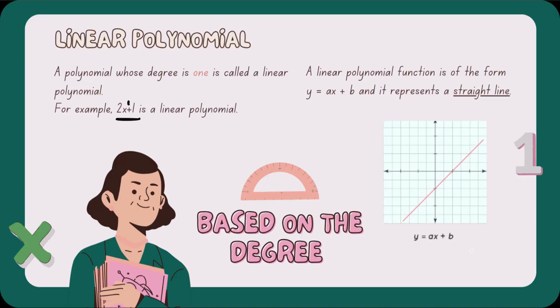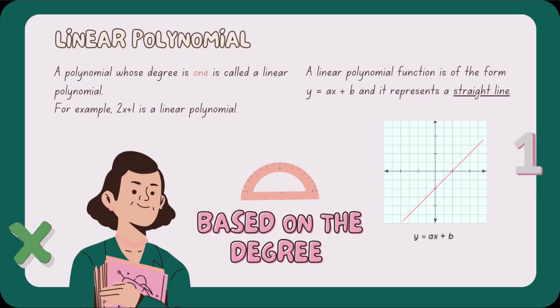y is equal to ax plus b is the general form. Okay. So you can write y, or you can write the polynomial as a function, right? We have learned this in 9th grade, p of x. So instead of writing y, I can write p of x is equal to ax plus b. This is also a representation or the general form of a linear polynomial. And a linear polynomial will always create a straight line. Okay. So a linear polynomial function is of the form y is equal to ax plus b, or p of x is equal to ax plus b. Okay. And it represents a straight line. It will become a straight line. Okay. So that's about the linear polynomial.